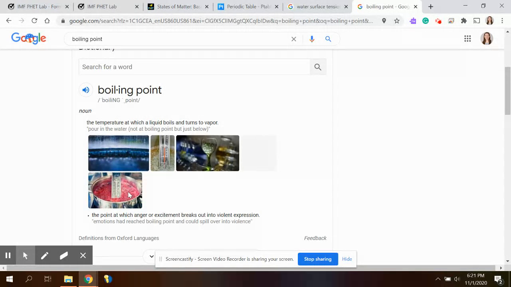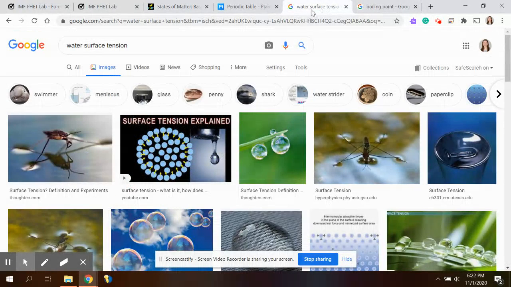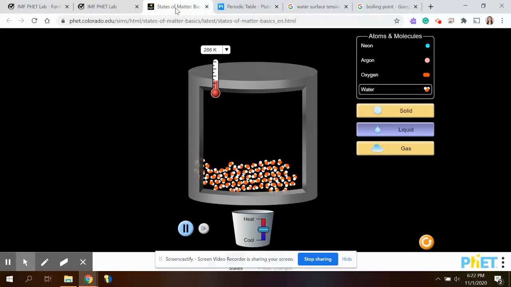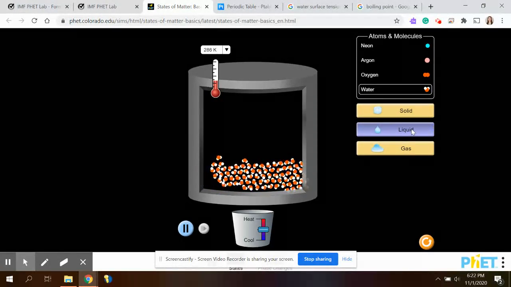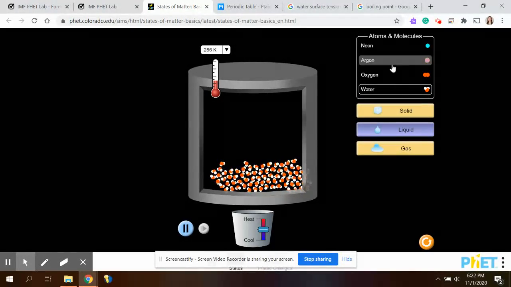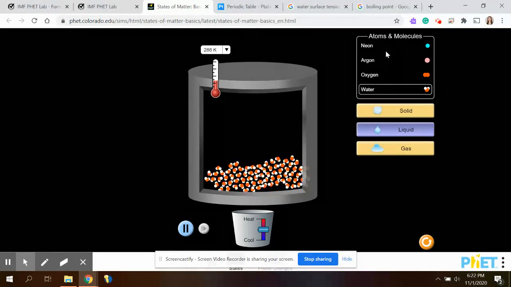Maybe you can boil it in a pot, and then it turns into water vapor, which is a gas. So we're looking at when these things transition either from a liquid to a gas, the boiling point, or a solid to a liquid, the melting point. So right now I'm going to look at boiling point real quick. We're going to look at the boiling point of these different atoms and molecules, okay?